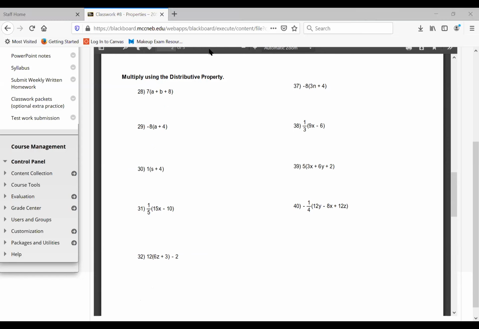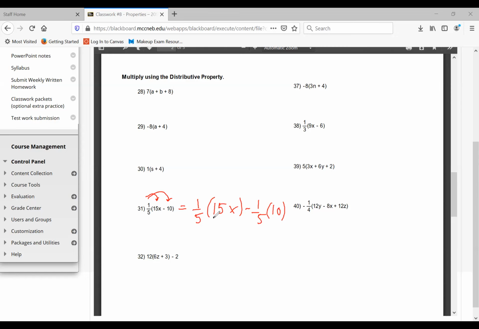So what I'm noticing right at this moment is I see some fractions where you do actually need to do a little more work. So just really quick here, number 31, 1/5, parentheses, 15x minus 10. When I distribute that 1/5, it's going to look like this: 1/5 times 15x minus 1/5 times 10. Let's actually simplify that. That will not be an acceptable final answer. I need to actually multiply each of these numbers by 1/5.